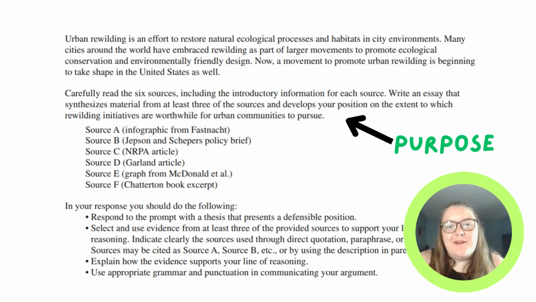So let's break down this prompt together, starting with the purpose. In this case, as indicated on the screen, the purpose for this one is to develop a position on the extent to which rewilding initiatives are worthwhile for urban communities to pursue.